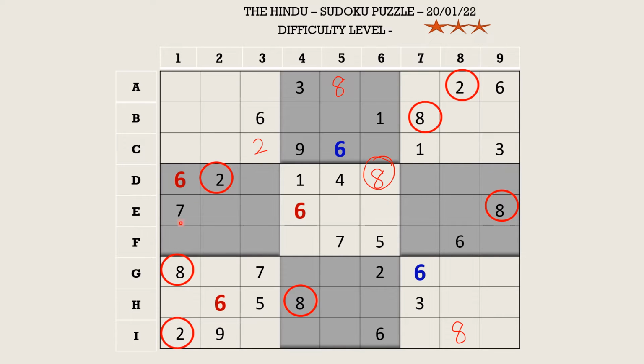This 8 from column 1 blocks these 3 cells. This 8 in B row blocks this cell. This 8 in row A blocks this cell. So C2 takes 8.